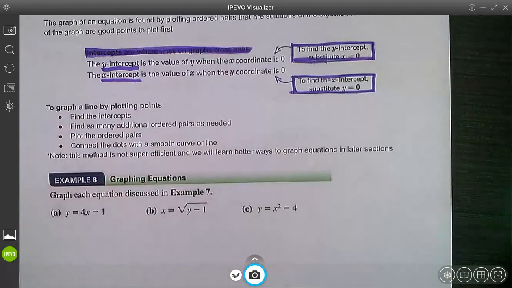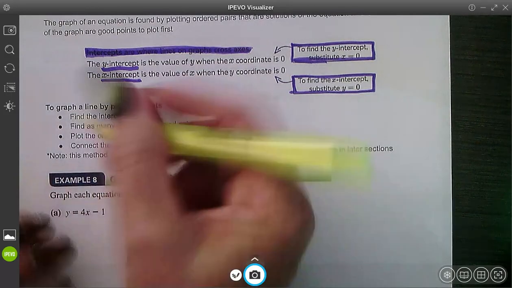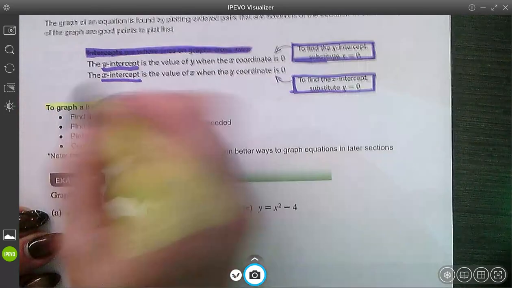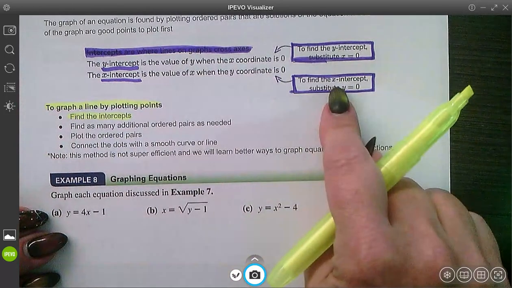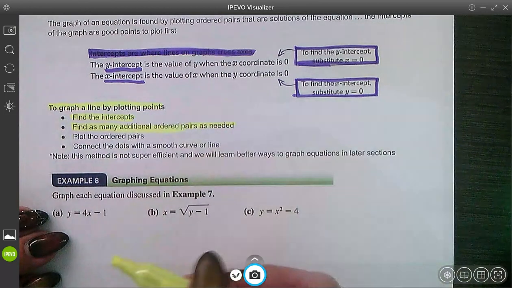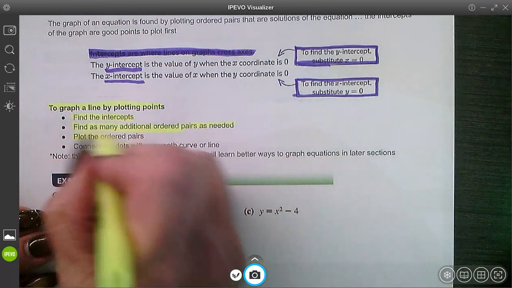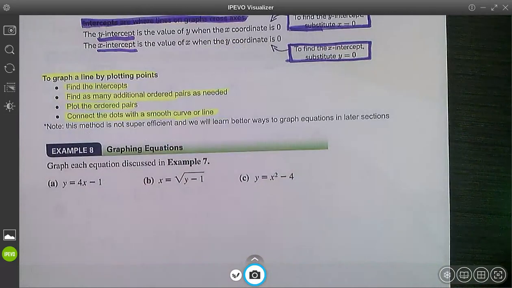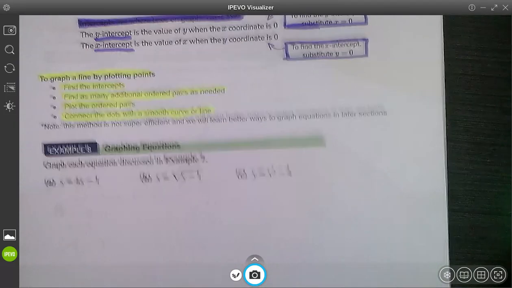To graph a line by plotting points, what we're going to do is find the intercepts, the x-intercept and the y-intercept. And we're going to do that how we just talked about. Then we're going to find as many additional ordered pairs as needed, plot the ordered pairs, and connect the dots with a smooth curve or line. This method, there's a note there, it's not super efficient and it's not the preferred method for graphing lines or any graphs, but it's what we're going to use for now.